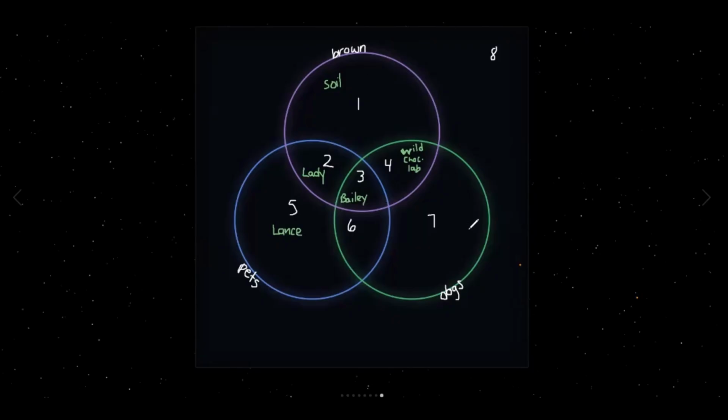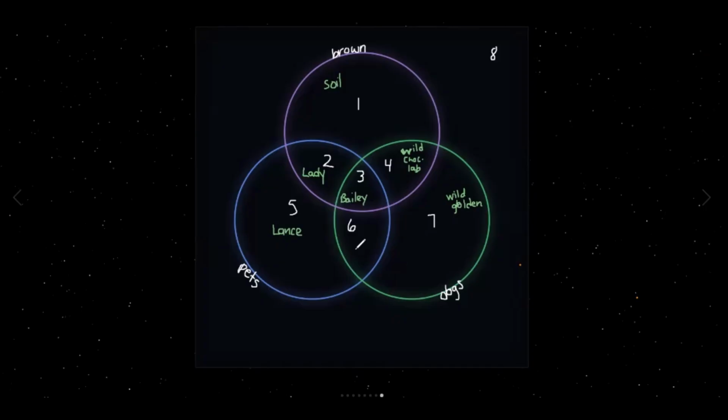Region 7 contains the dogs that are not pets and not brown. So region 7 would be any wild dog that's not brown. Wild golden retriever. Is there a wild golden? There must be. There must be at least one. A wild golden would go in region 7.